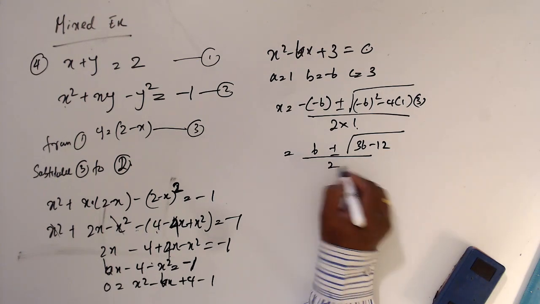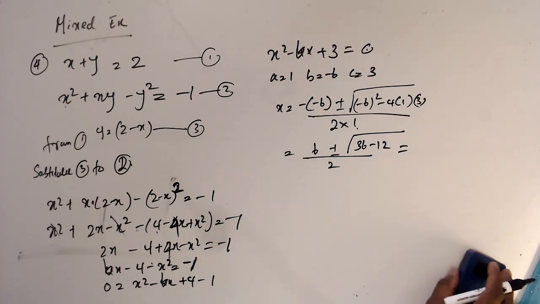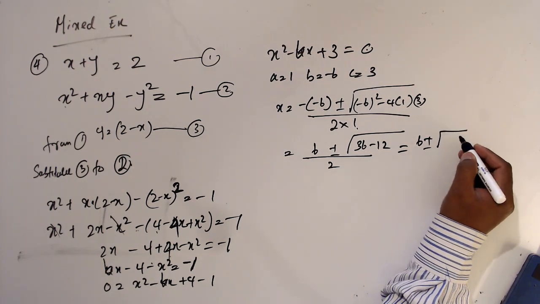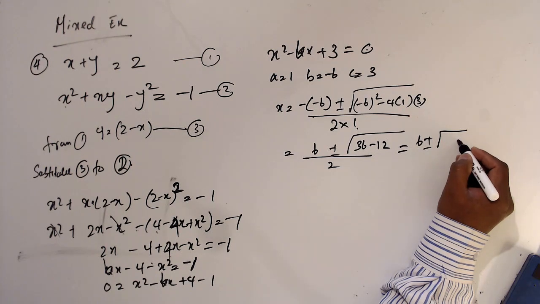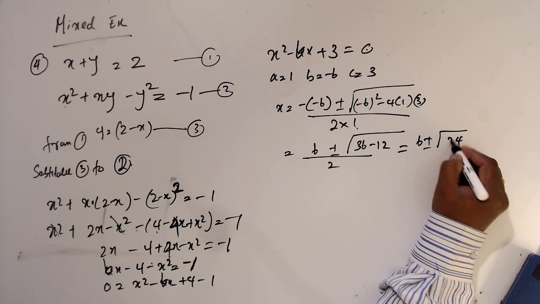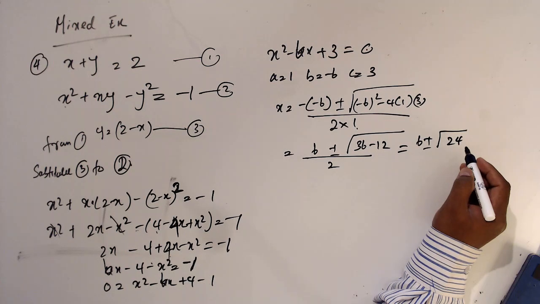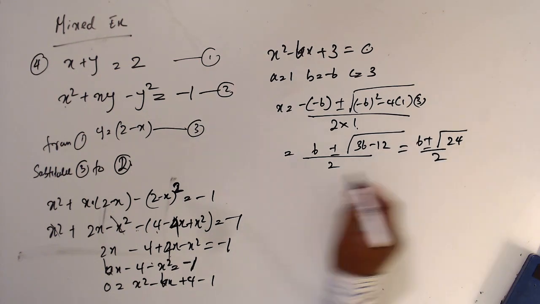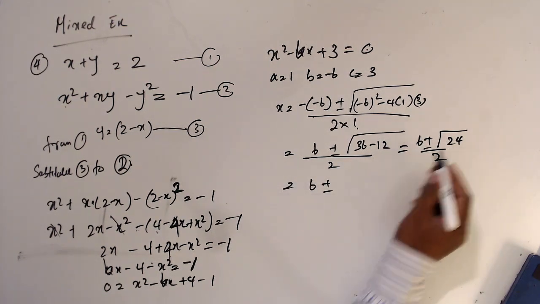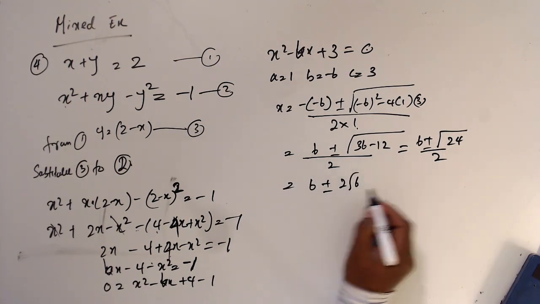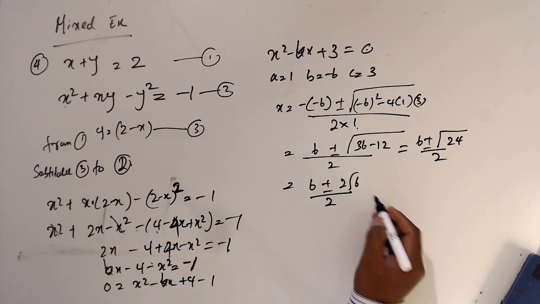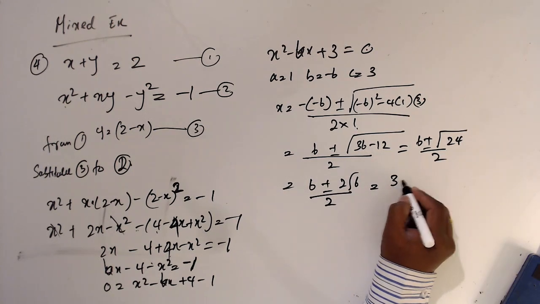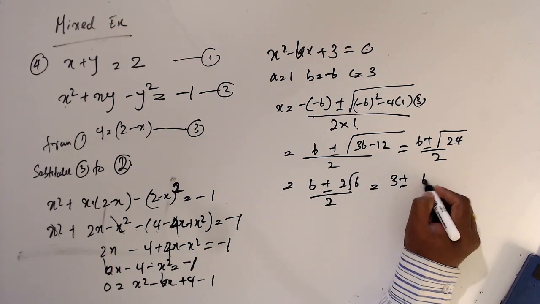We'll simplify. 6 plus or minus square root of 24 over 2. So 6 plus or minus, you can write 2 square root 6, over 2. Then I am dividing by 2. This becomes 3 plus or minus square root 6.